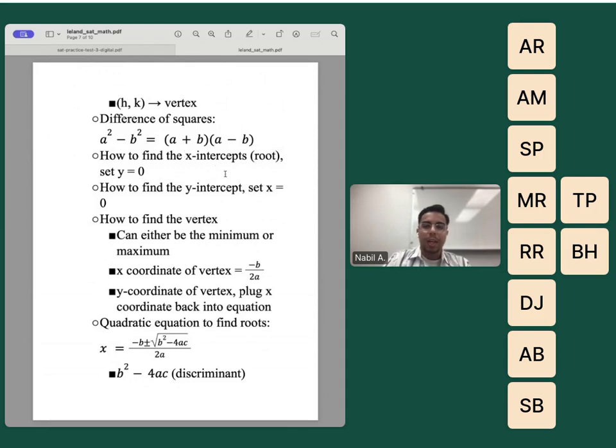One way to find the x-intercepts, or the roots, or also our solutions, is we can set y equals 0 and then basically solve. This is assuming that we already know what our a, b, and c are. Then we can find x and solve for the roots. Now, how do we find the y-intercepts? Well, we'll set x equals 0 and then see what we get for f of x or y.